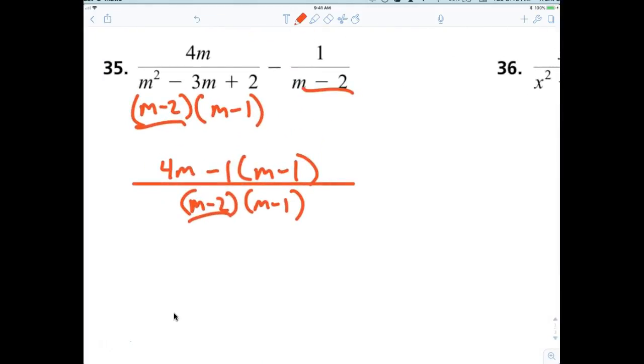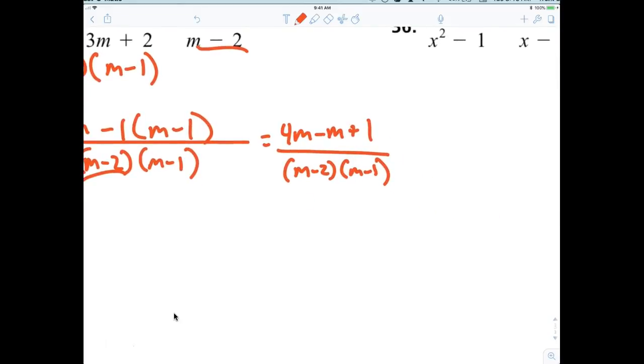So now we just distribute the negative, correct? So that becomes 4m minus m plus 1 over m minus 2 and m minus 1, right? And so 4m minus 1m is what? 3m. So now I have 3m plus 1 over the denominator. And of course, nothing else can cancel. Would I agree?